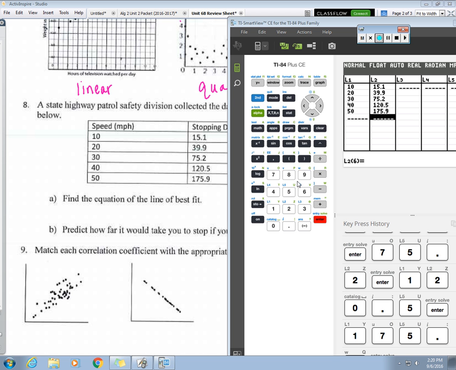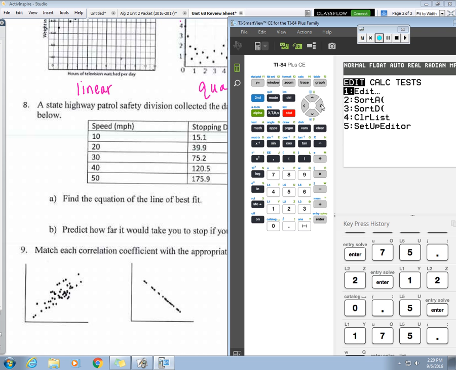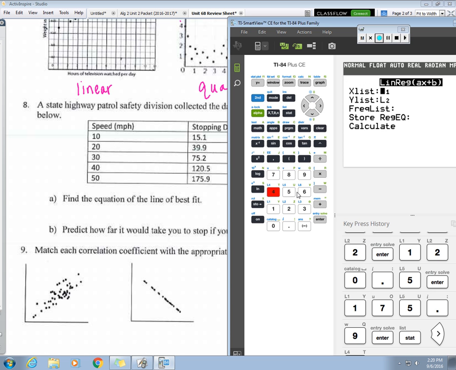Okay, once your data is entered, what do you then do? Well, remember, just for the linear regression, y equals mx plus b, number 4. And then calculate. And then there's your slope, there's your y-intercept. So we're ready to write the line. Y equals 4x minus 35.3.